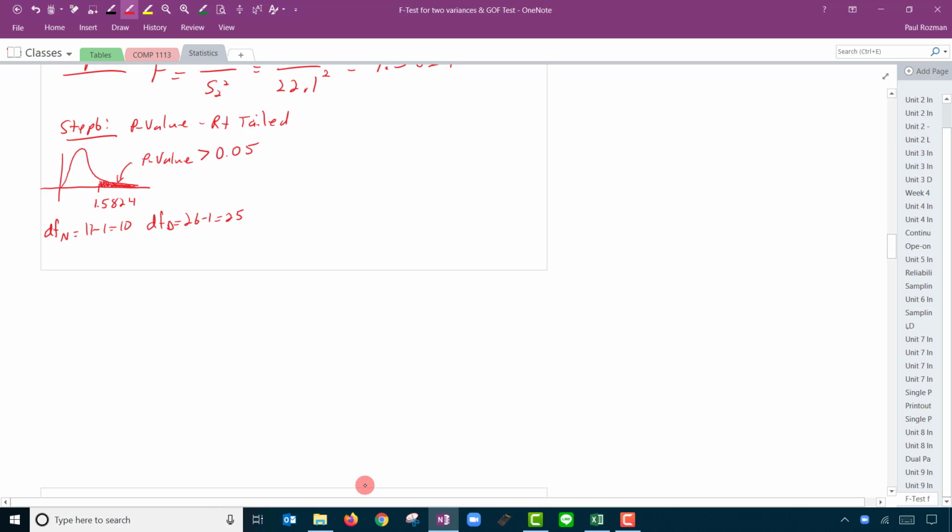We can make our step 7 here. Step 7. Our p-value is greater than 0.05, which is alpha. And when p-value is greater than alpha, we fail to reject.